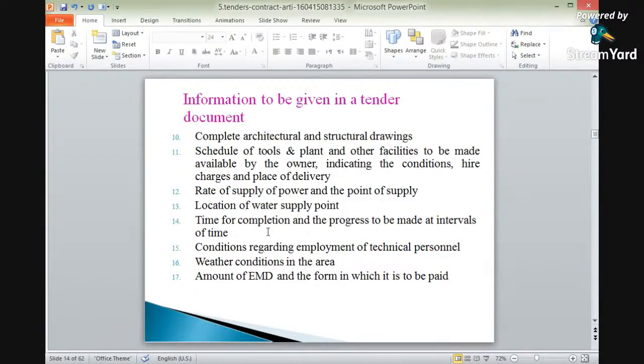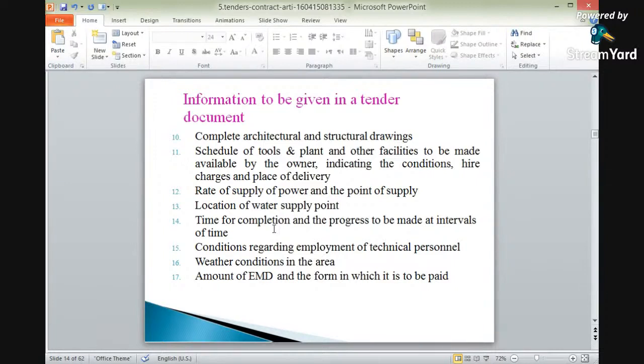Again, location of water supply point, where from we will have the water supply line. Where will it be located, whether nearby, or whether we have to convey the water from afar? So what will be the conveyance for the water also. The location of water supply point.